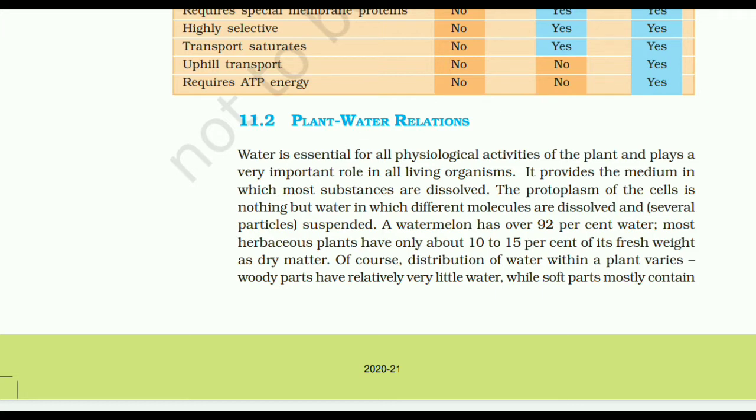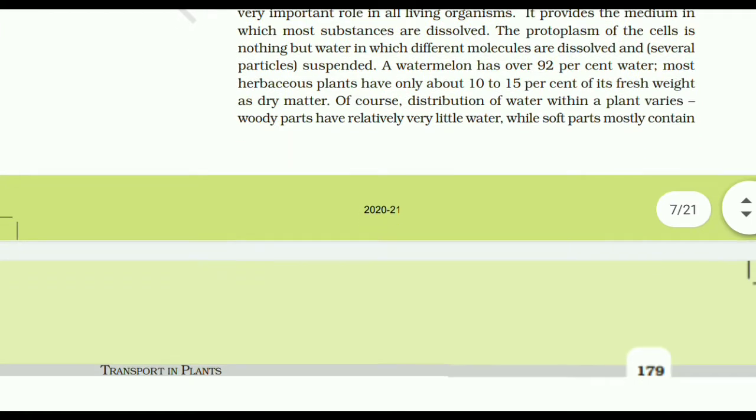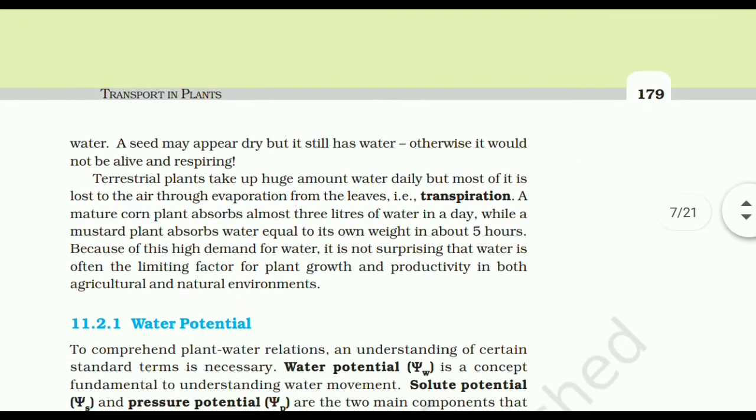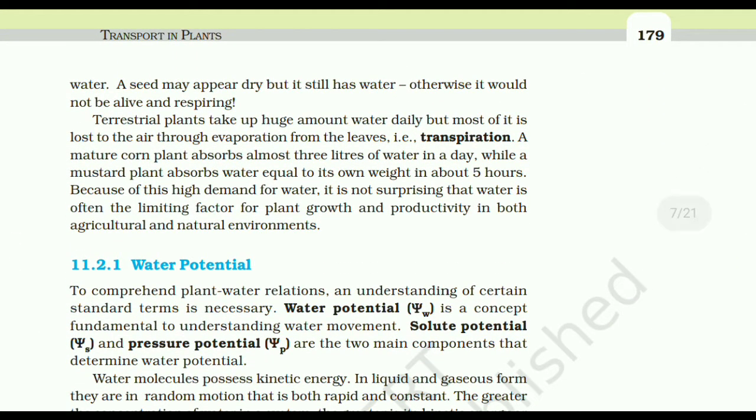Of course, distribution of water within the plant varies. Woody plants have relatively little water, while soft parts contain mostly water. A seed may appear dry, but still it has water. Otherwise, it would not be alive and respiring. Terrestrial plants take up a huge amount of water daily, but most of it is lost to the air through evaporation from the leaves, that is, transpiration.